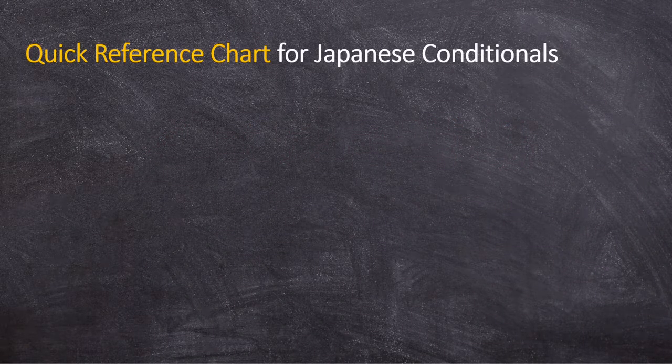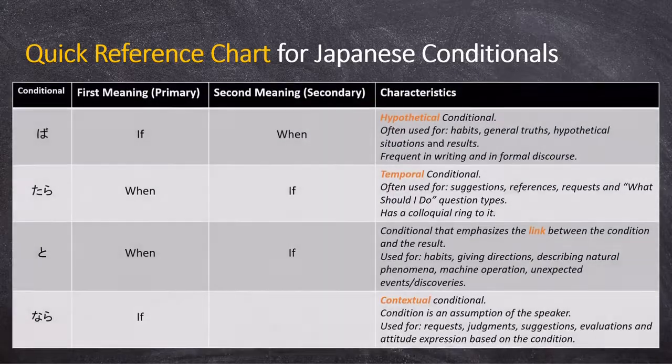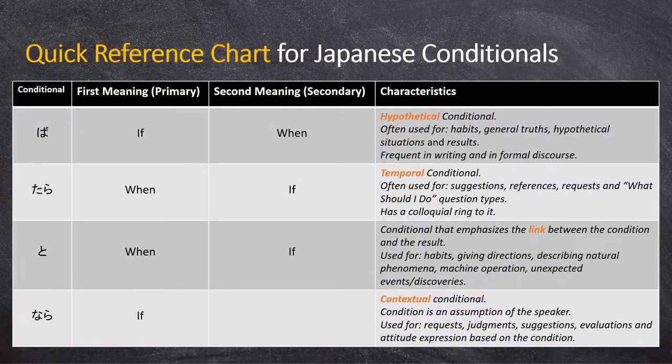So, let's start first with a quick reference chart for the Japanese conditionals that we have covered in the original videos. In this table here, you can find all four of them: ba, tara, to, and nara. And like I have said in the previous section, in case you're interested only in a particular conditional, you should really check out the video that I have dedicated to it, and you will find a link to those videos in the description box below.